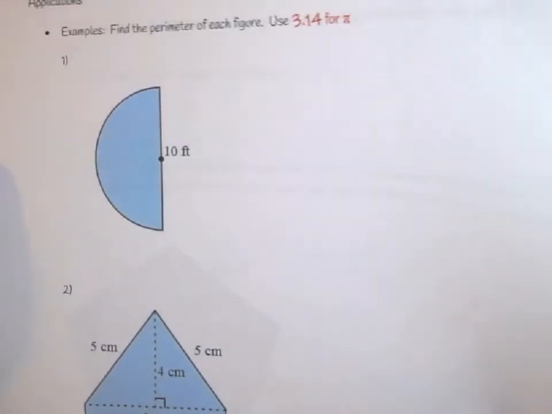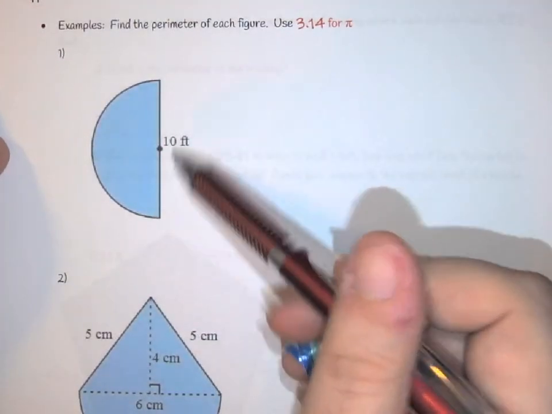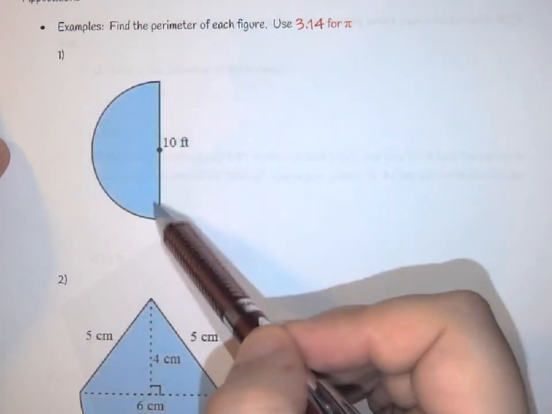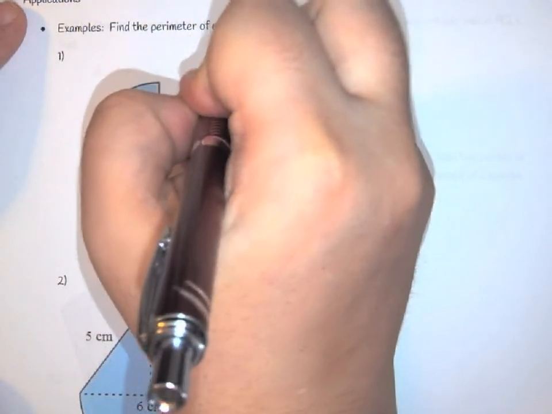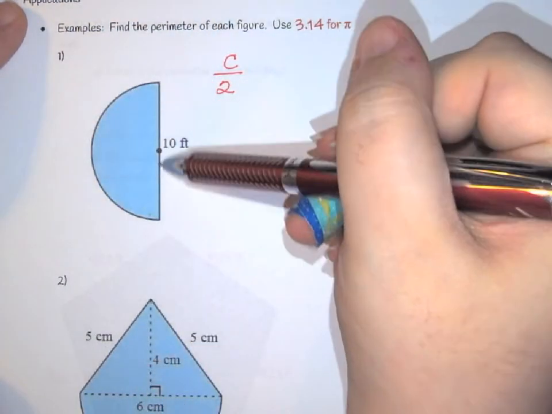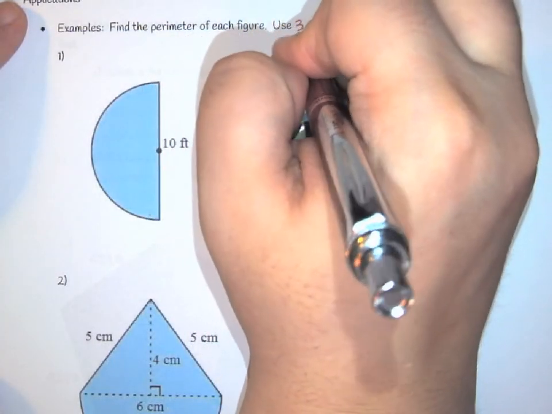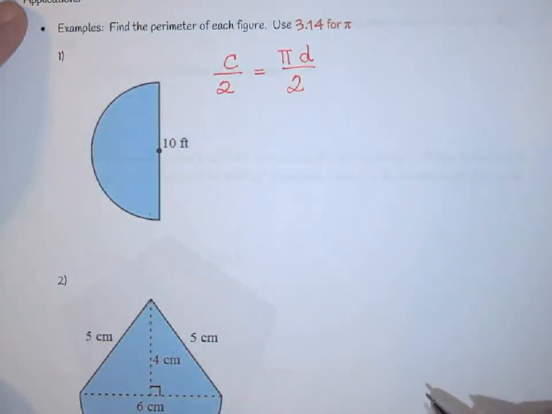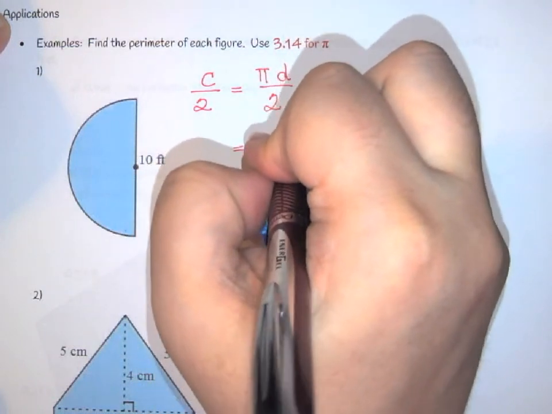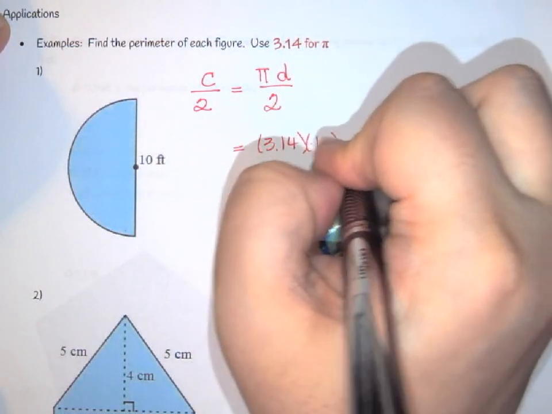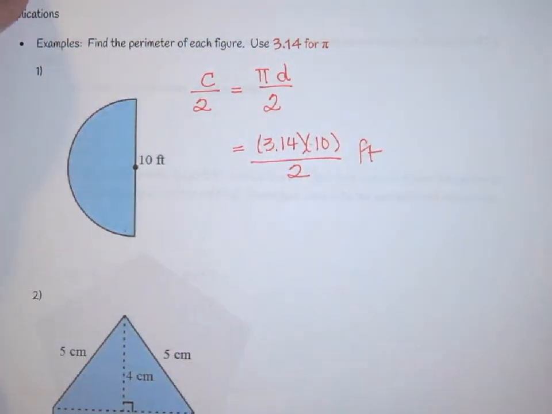Now the other thing that we can do is we can use parts of shapes, or we can combine things together. So in this case I want to find the perimeter, but notice here I only have part of a circle. What this means is that I'm actually looking at circumference divided by 2. Here I'm giving you the diameter, so this is going to be the same as saying pi times the diameter divided by 2, and that is what we're looking at. So here, in order to solve it, we've got 3.14 times my 10 feet, divided by 2, because we only have half a circle, my unit is feet.